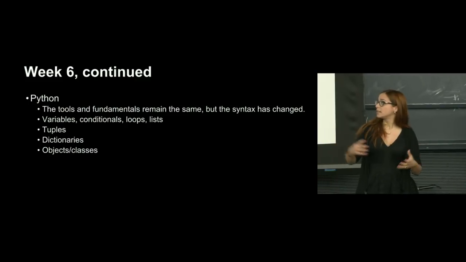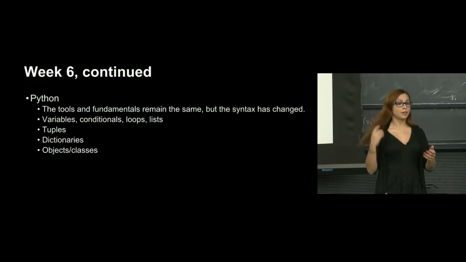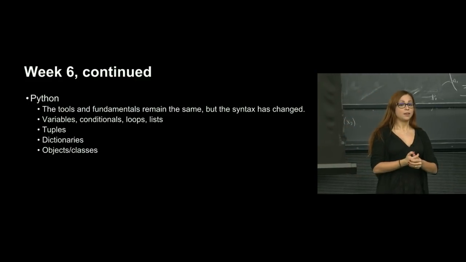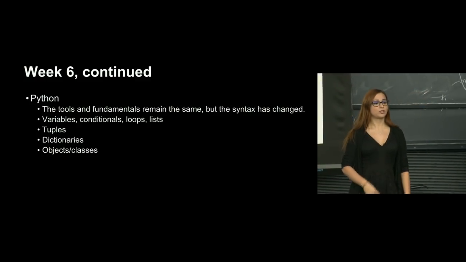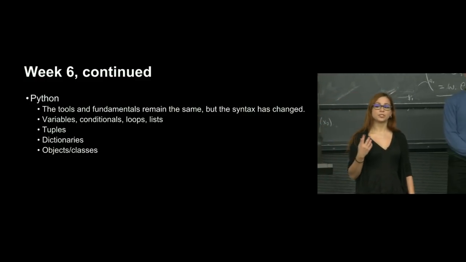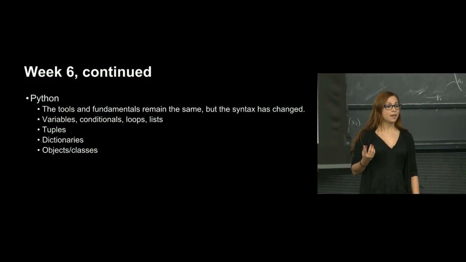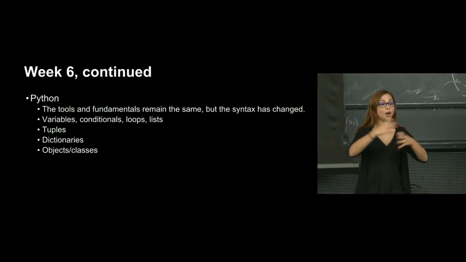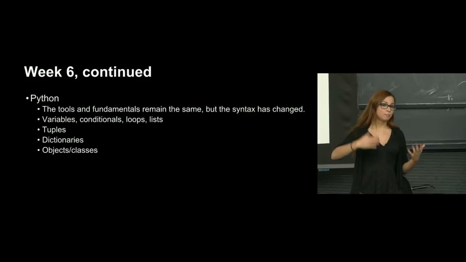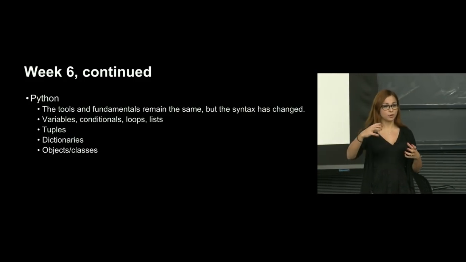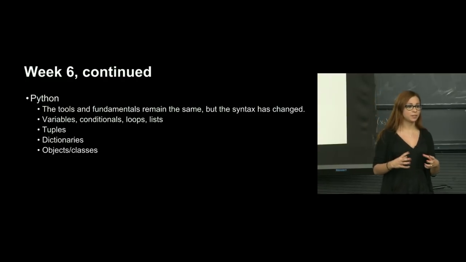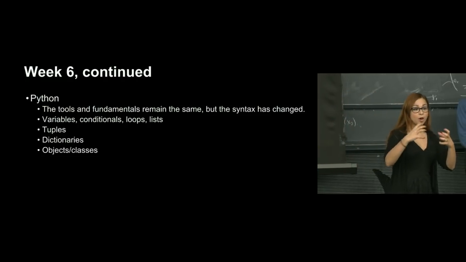And then objects and classes. Python allowed us to implement and allows us to use objects and classes, which conceptually are similar to structs or structures in C, in that you have an object that has a number of different properties and methods, and all of those properties and methods apply specifically to that type of object.